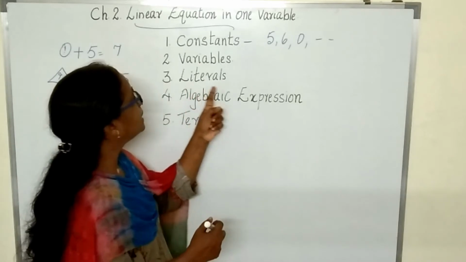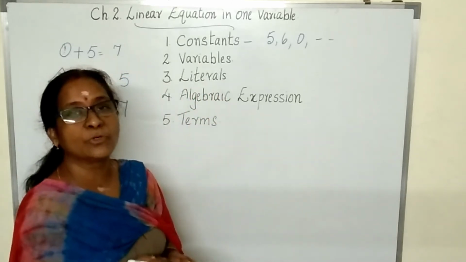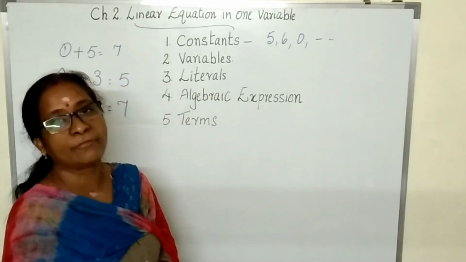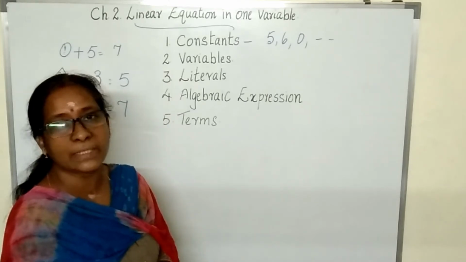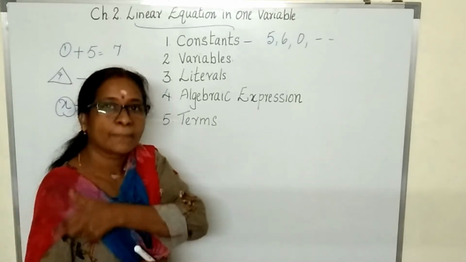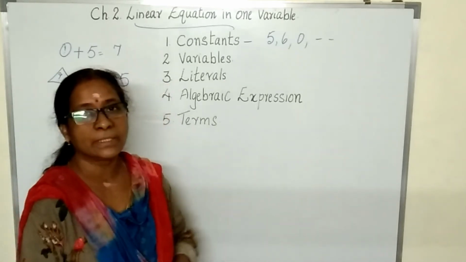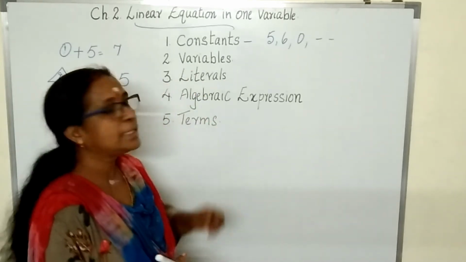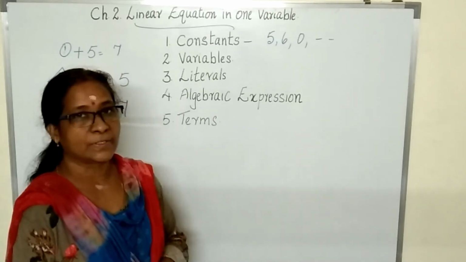Now in variables, sometimes we use the letters of alphabets. Which are the letters of alphabets? A, B, C, D, etc. If you use letters of alphabets to represent variables, then they are called literals.